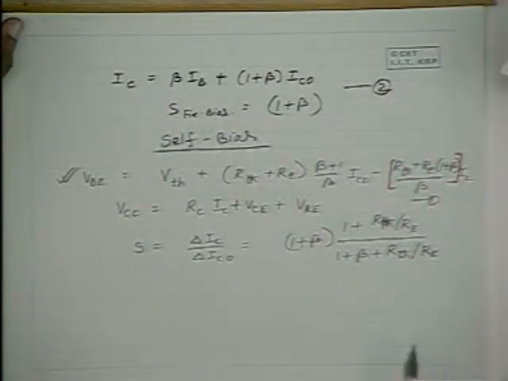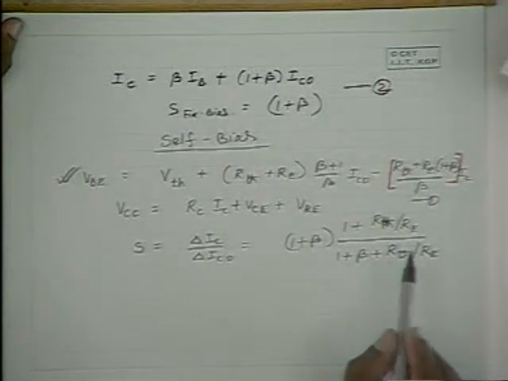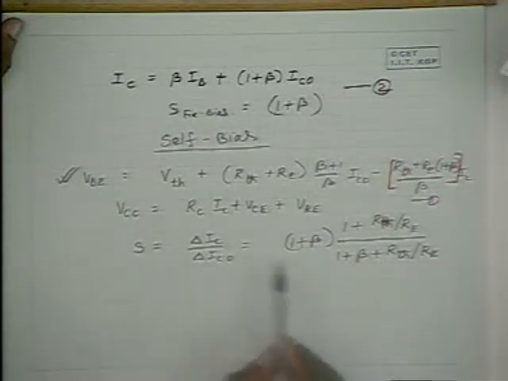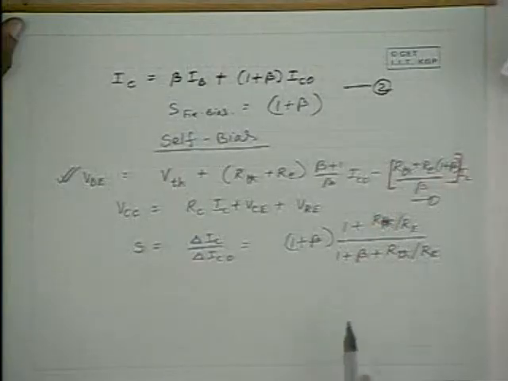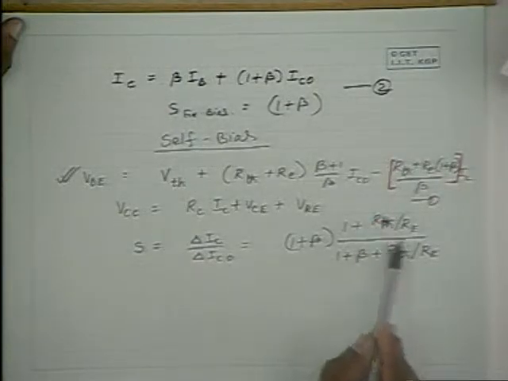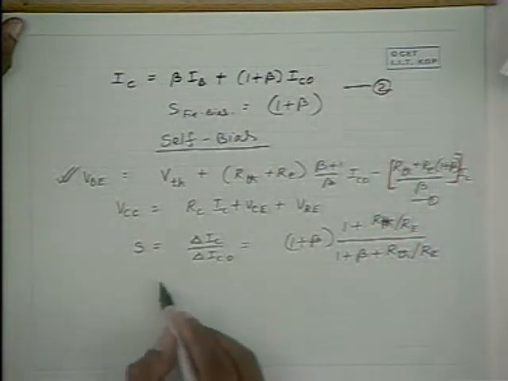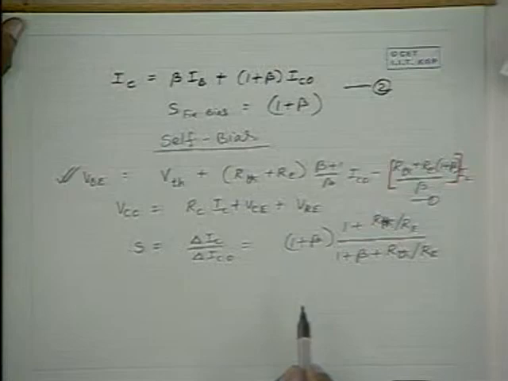Now, when RE is negligibly small, or when RE is zero, please note that S is equal to 1 plus beta. And when RE is zero, the circuit becomes a fixed bias circuit, and the stability factor for a fixed bias circuit is 1 plus beta, as I have discussed earlier. And that is valid from this expression also. You can get the same thing. Now, when RE is very large compared to R Thevenin, then this is negligible and this is negligible, and the stability factor is equal to 1.